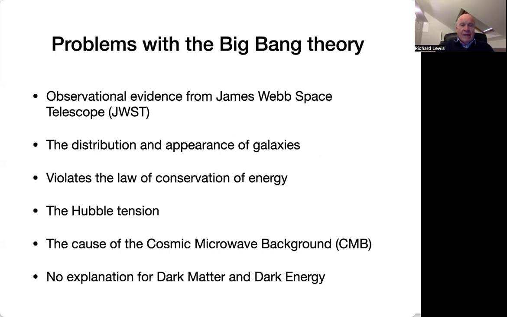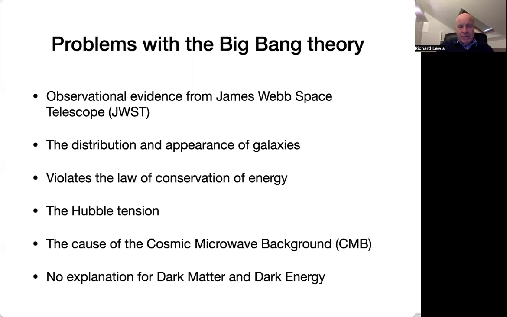Today we're going to look at galaxy formation, and this is in the light of a new theory. We've looked in the past at the problems with the Big Bang theory, which is being contradicted by observational evidence from the James Webb Space Telescope.